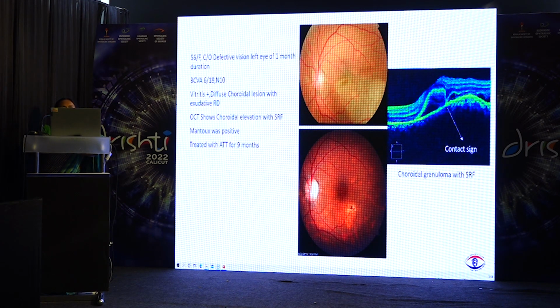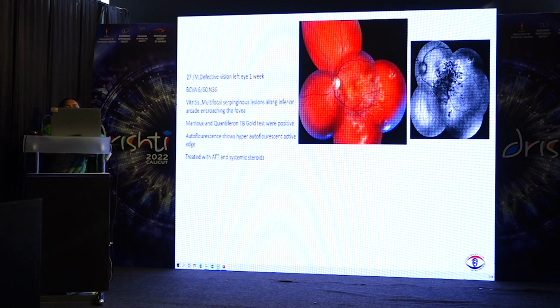This young male came to us with defective vision left eye of 1 week duration. He had a best corrected visual acuity of 6/60 N36. At the time of presentation itself, he had vitritis and multifocal serpiginous lesions along the inferior arcade encroaching the fovea. In serpiginous-like choroiditis, fundus autofluorescence is very important. You can see hyper-autofluorescent edge which indicates activity.